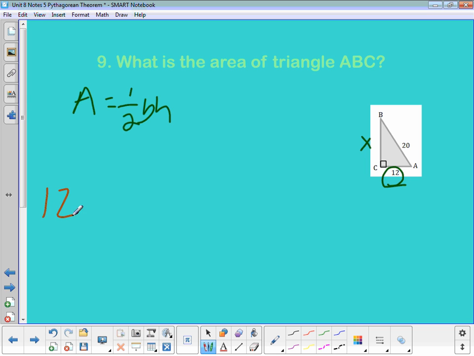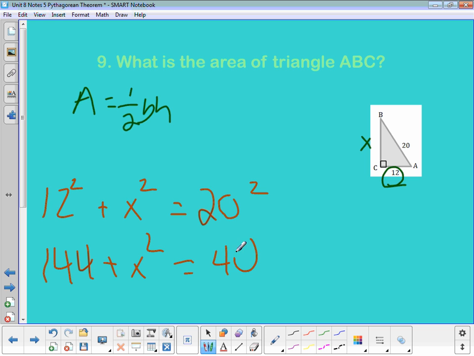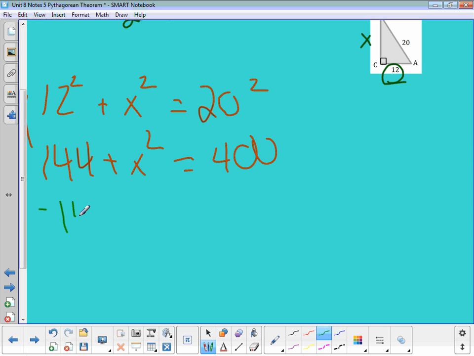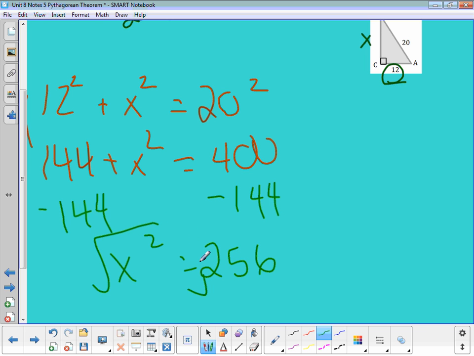So 12 squared plus x squared has to be equal to 20 squared. Well, 12 squared is 144. I don't know x squared. And 20 squared is 400. So now I'm going to try and isolate that x squared. I'm going to subtract 144 from both sides. So then I end up with x squared is equal to 256. Now I'm going to take the square root of both sides.